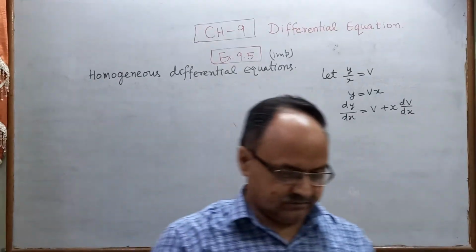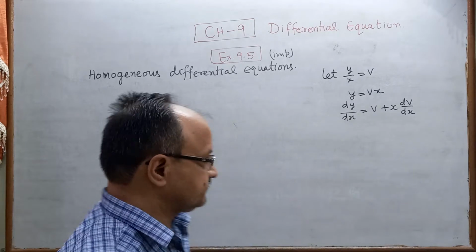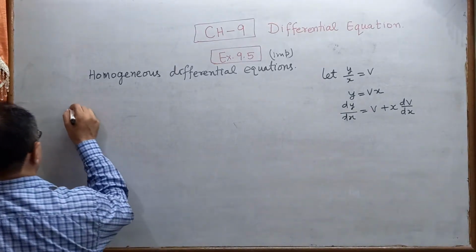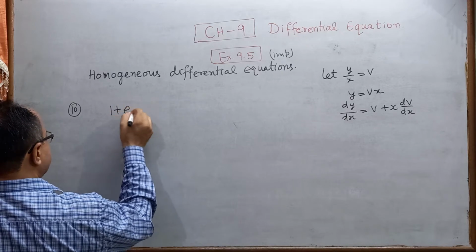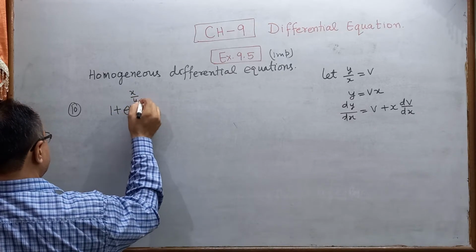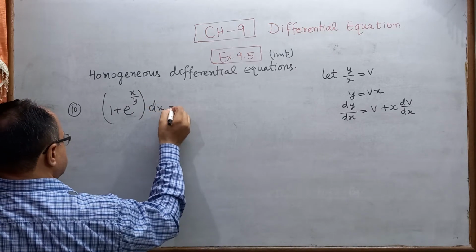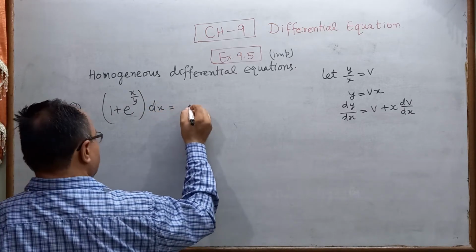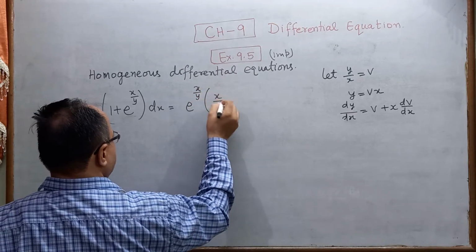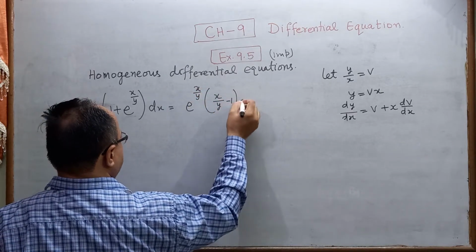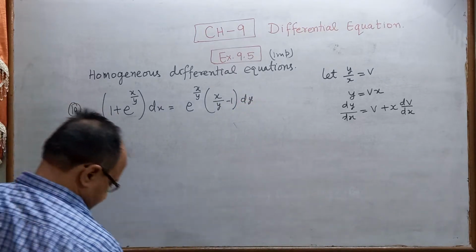Correct. Next, question number 10. 1 plus e to the power x by y dx is equal to e to the power x by y minus 1 dy. Correct.